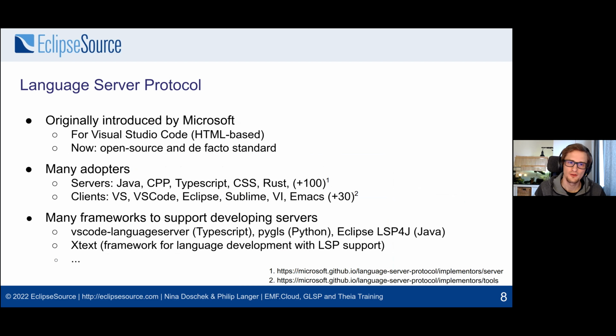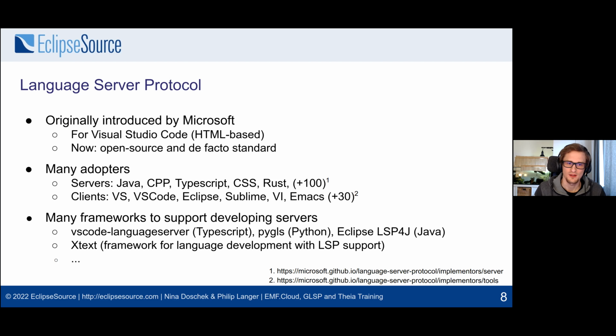Language server protocol is really popular. So whether you are dealing with GLSP in the future or not, if you are somehow related to programming in the future, you will always come across the language server protocol. It's super popular these days, mainly because of the advantages that we just highlighted. Originally, it had been introduced for the development of Visual Studio Code, which is an HTML-based code editor, but it's open source. So the language server protocol is actually open source and currently considered to be the de facto standard to develop or to at least integrate language editing capabilities in editors.